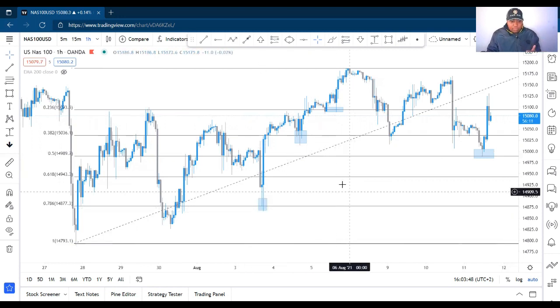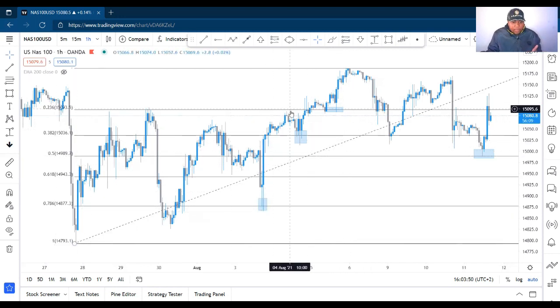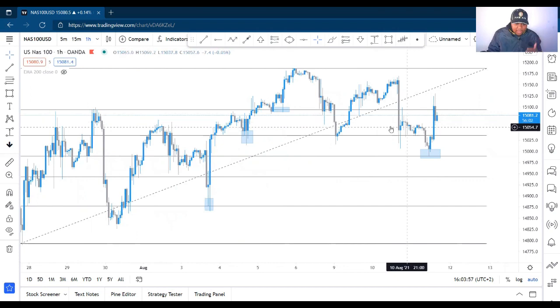Wait for the market to break a certain level, let it come back to retest, let it give you the right candles, and you enter. Trade with the trend, it's much better, it's much easier.